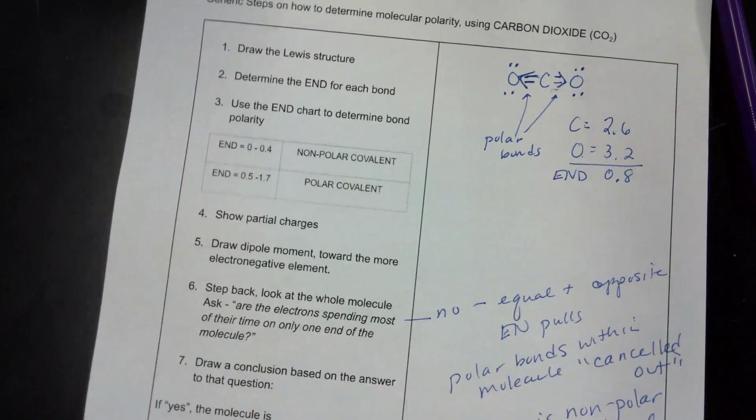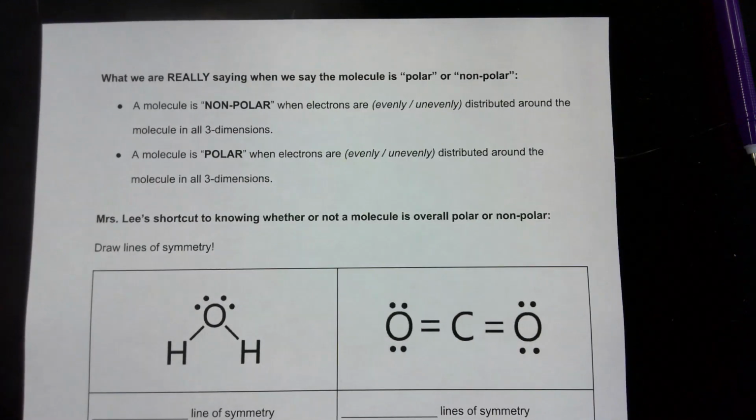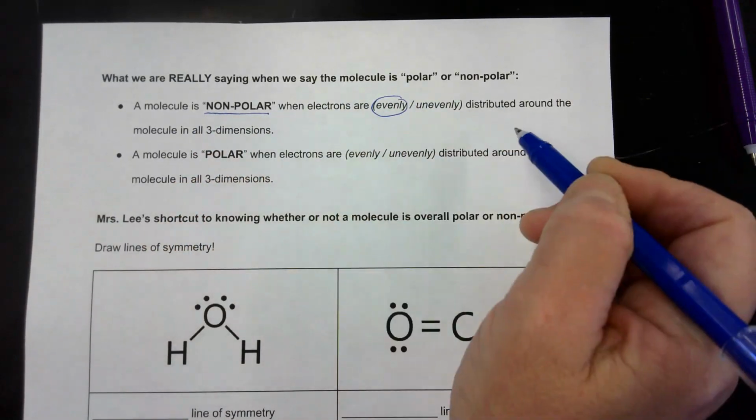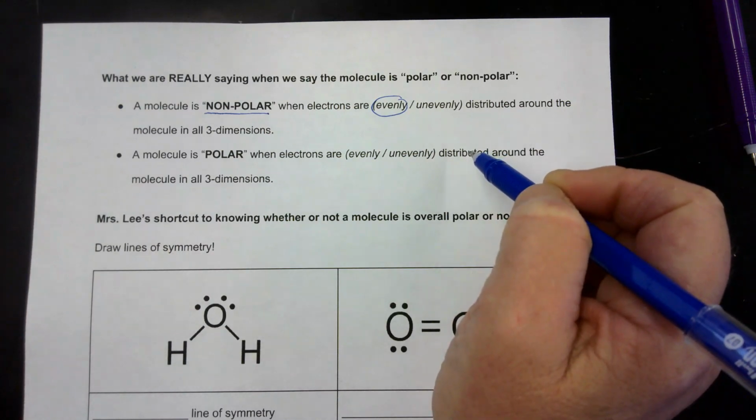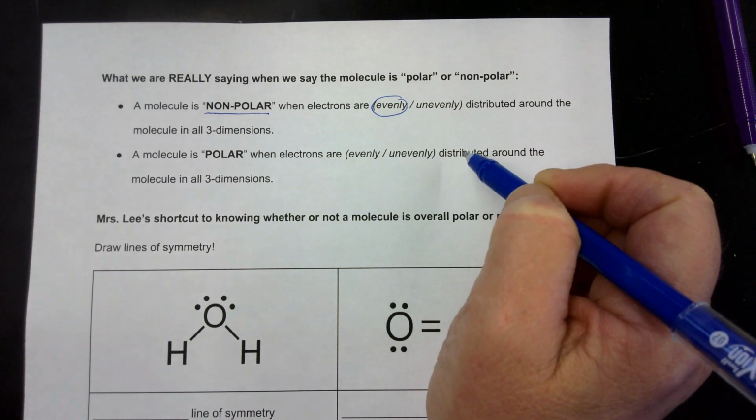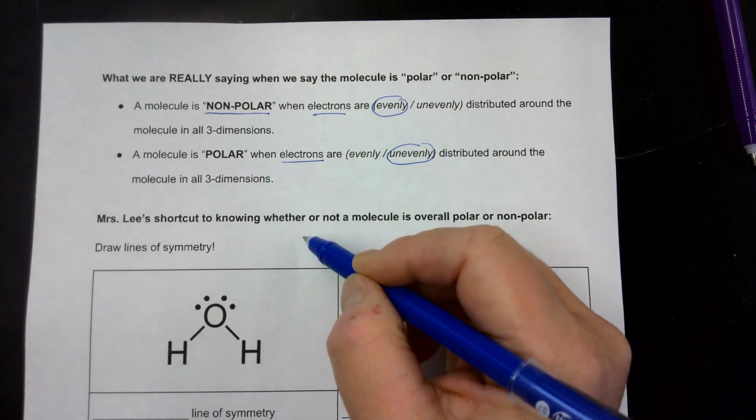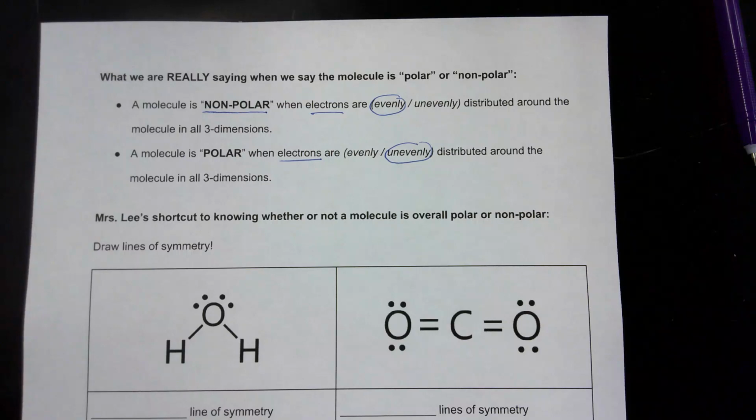Okay, so what are we really saying when we say that the molecule is polar or nonpolar? What are we really saying? Okay. We're going to talk about it in terms of electron distribution. A molecule is nonpolar when the electrons are evenly distributed around the molecule in all three dimensions. A molecule is polar when the electrons are unevenly distributed around the molecule in three directions. So polar, nonpolar is really about electron distribution.